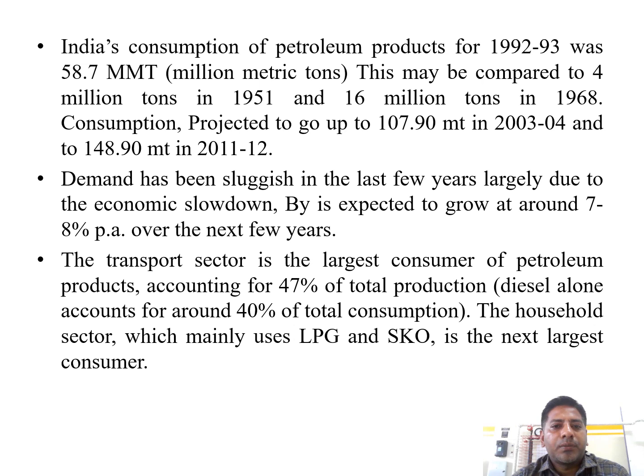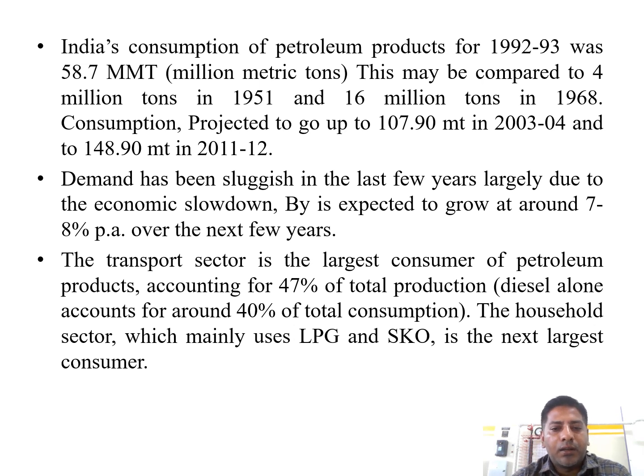Indian consumption of petroleum products in 1992-93 was 58.7 million metric tons. This may be compared to 4 million tons in 1951 and 16 million tons in 1968. It is projected to go up to 107.9 million metric tons in 2003 and to 148.9 million metric tons in 2011-12. Demand has sagged in the last few years, largely due to the economic slowdown, but is expected to grow around 7 to 8 percent per annum over the next few years.